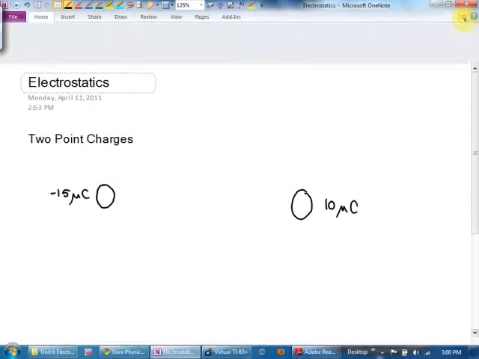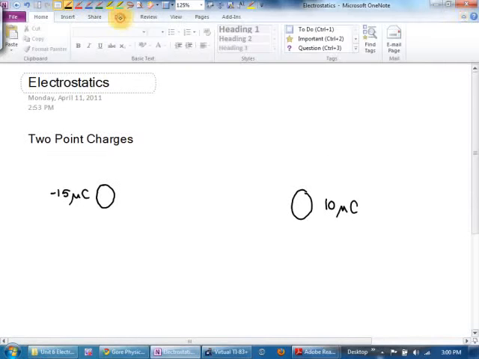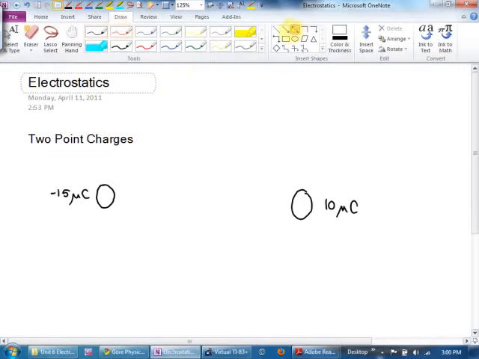Use some of your fancy tools. I think I have a fancy schmancy tool. Oh yeah, I do. I like that. This distance here is 1.2 meters. Okay, this is where we started out.